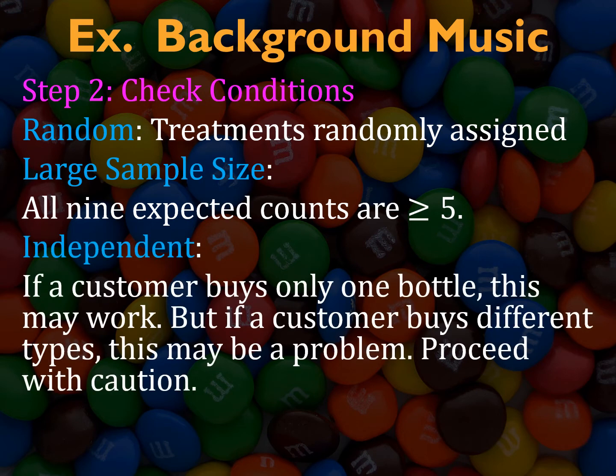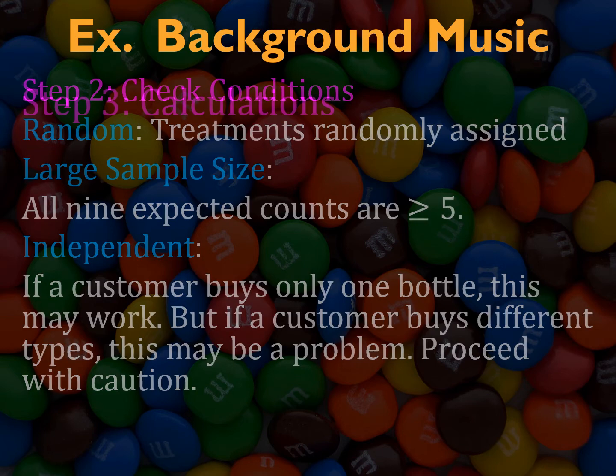Now we do have a problem here because most customers aren't necessarily only buying one bottle of wine, because maybe a customer likes a particular style of wine or brand of wine or nationality of wine. So if a customer buys different types, this could be a problem because maybe they already knew what they're going to buy. So this is going to be a proceed with caution situation because we don't really know how independent the purchases are. Because if one customer really likes French wine, he doesn't care what the music's playing, he's going to buy French wine. He might even buy more than one bottle.